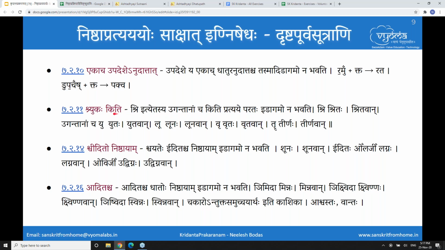So this sutra is not specific to nishtha, but it can be used for nishtha. किति कोऽपि कित् प्रत्ययः अस्ति चेदपि अस्य सूत्रस्य प्रयोगः भवितुम् अर्हति. अतः निष्ठा प्रत्यय विषये अपि अस्य प्रसक्तिः अस्ति.